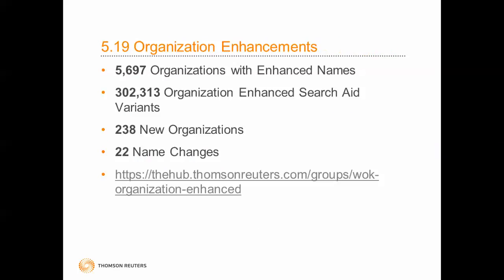Okay. Every update, we also add in and update all the organization enhanced names. So now there's 5,697 organization enhanced names, 238 new organizations, and 22 name changes. And again, the link here on the slide will take you out to the place on the hub where you're going to see what names have changed and what the new organizations are.